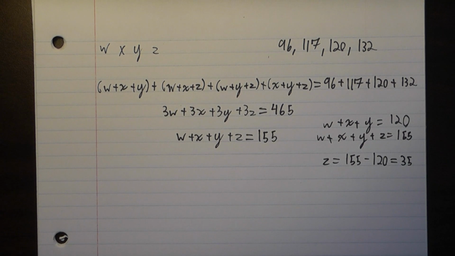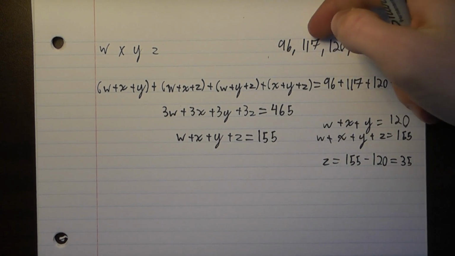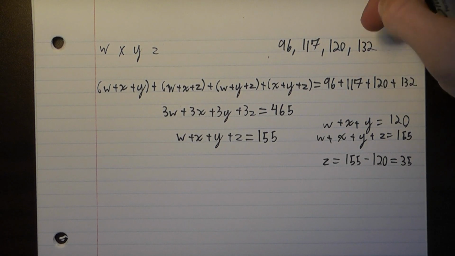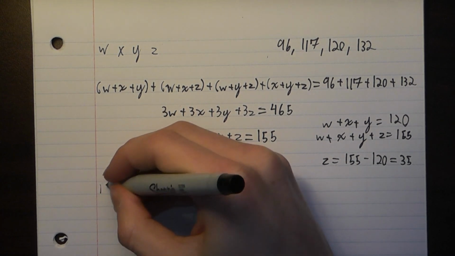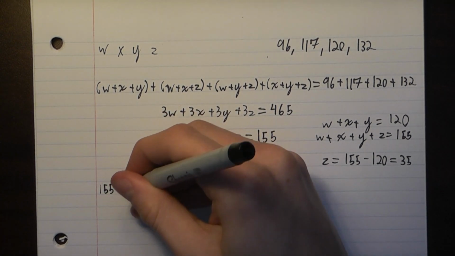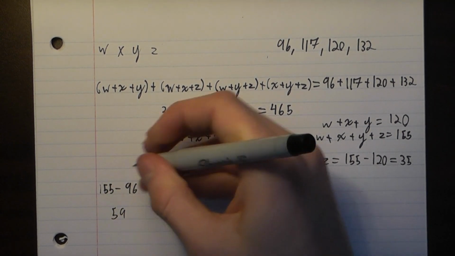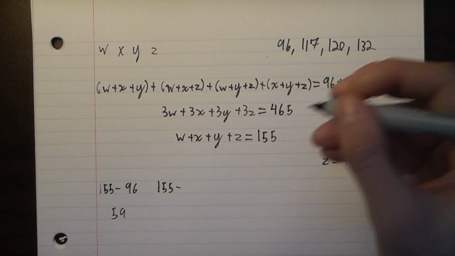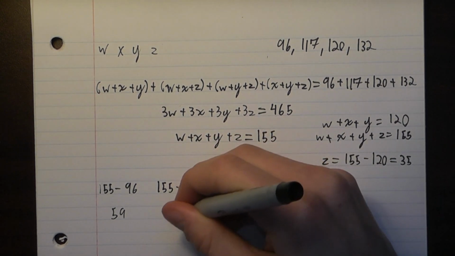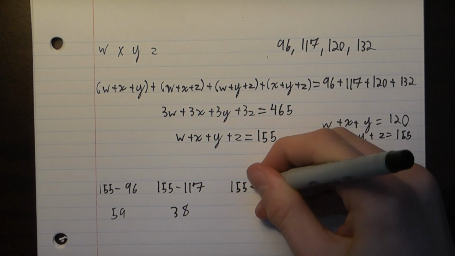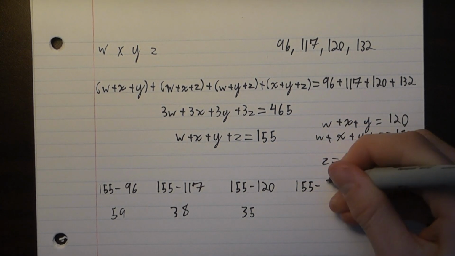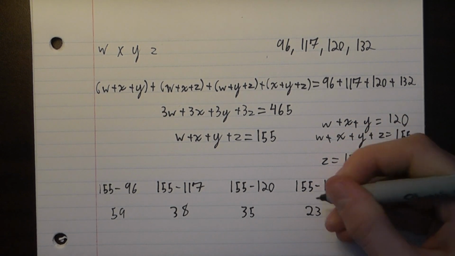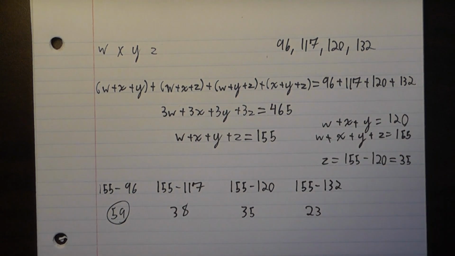So Waterloo did this with each of the 4 averages, 96, 117, 120, and 132. Or sorry, not averages, sums. So 155 minus 96 was 59. 155 minus 117 was 38. 155 minus 120 was 35. And 155 minus 132 was 23. And 59 is the largest of these 4. So 59 was the largest integer.